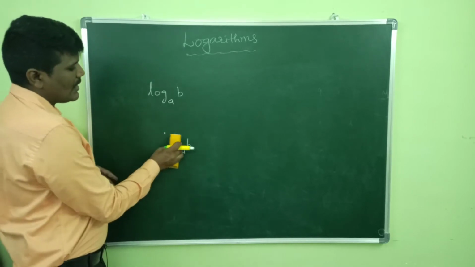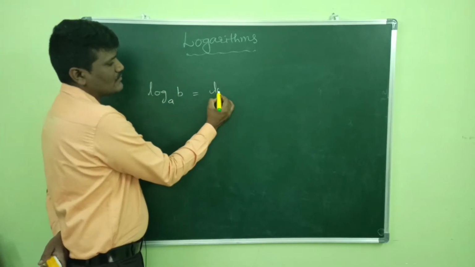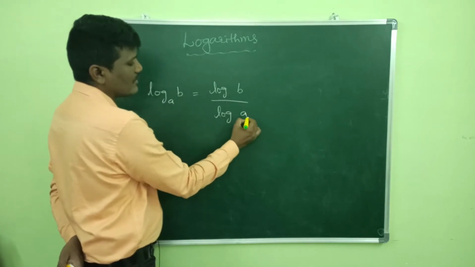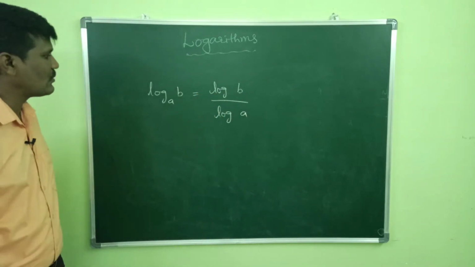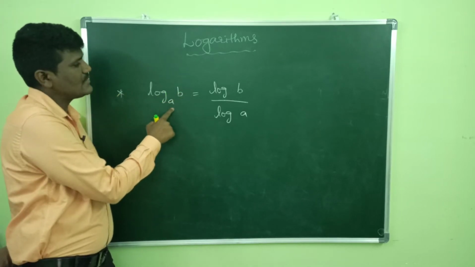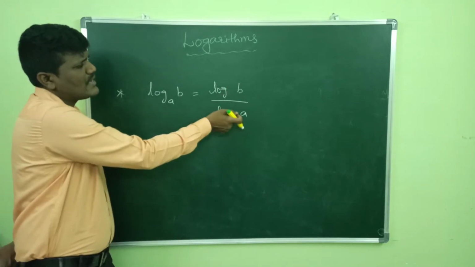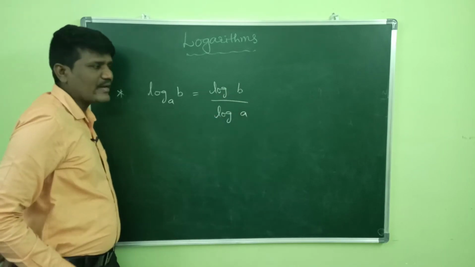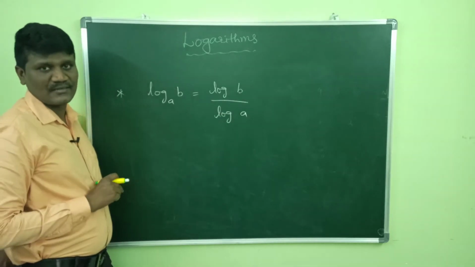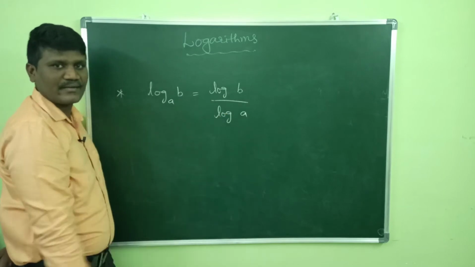Okay, so log b to the base a is equal to, I can write log b by log a. This is one more formula. Log b to the base a is equal to log b by log a. So the base should be the same. I can take the base as anything, 10. If nothing is there, it is assumed as 10. Okay, log b to the base a is equal to log b by log a.